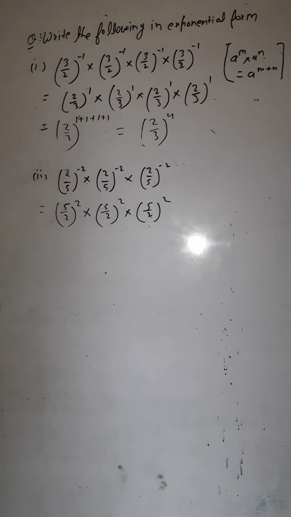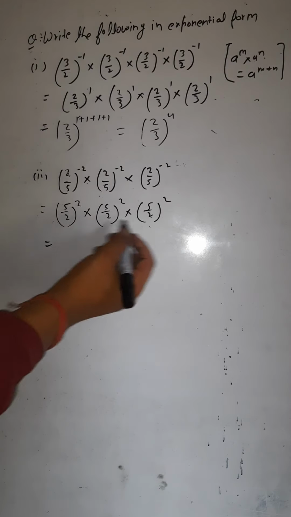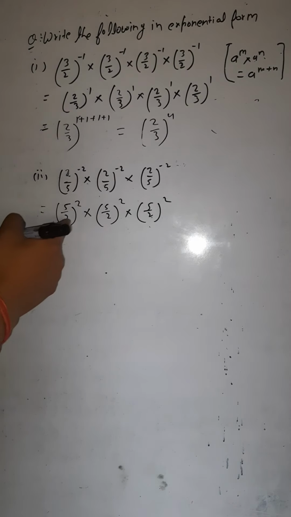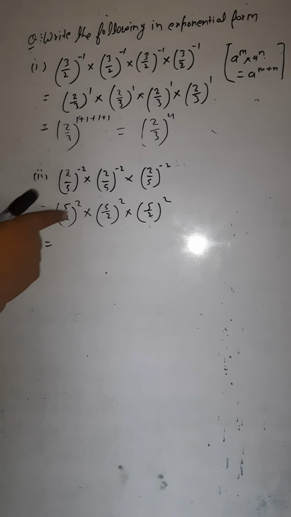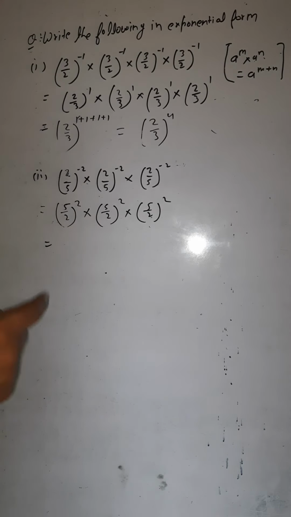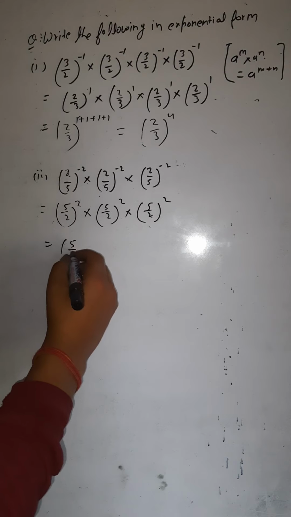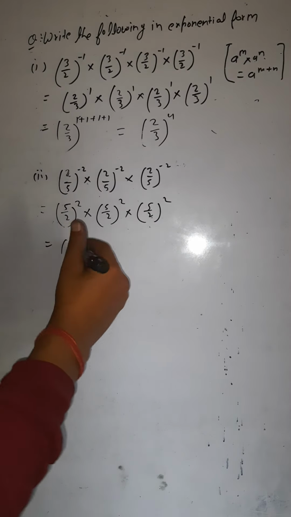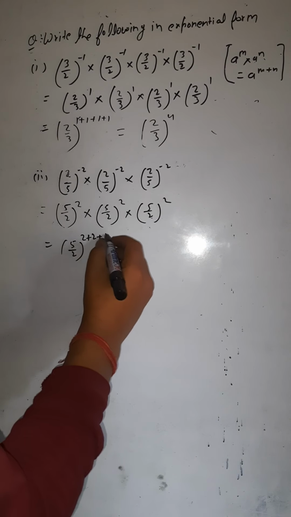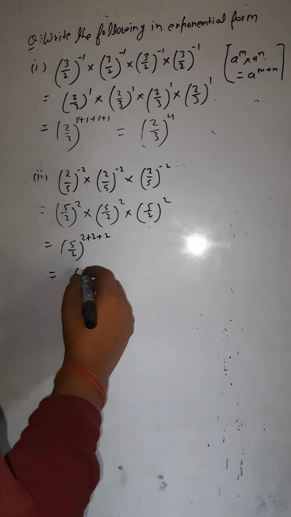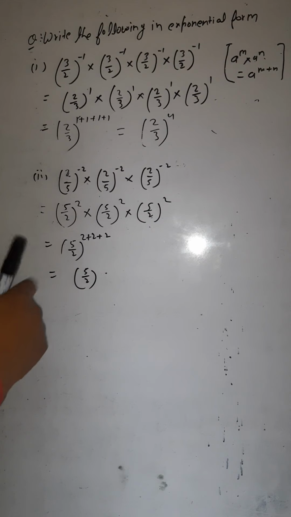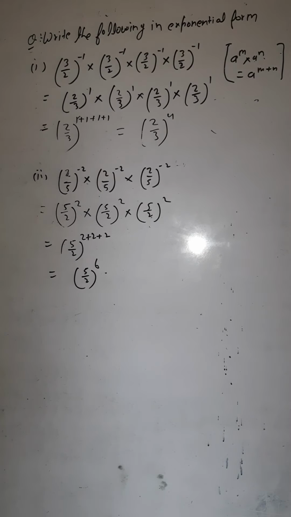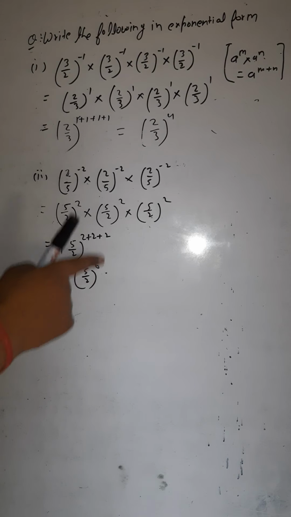Are you getting this? Now again you can see all are having the same base. If the base is same, the powers are going to be added. Here all are having the same base, 5 by 2, 5 by 2, 5 by 2. So you would add 2 and 2 and 2, 2 plus 2 plus 2. So the answer would be how much? 5 by 2 raised to the power 2 plus 2 plus 2, which is 6. Sorry, 5 by 2 raised to the power 6.